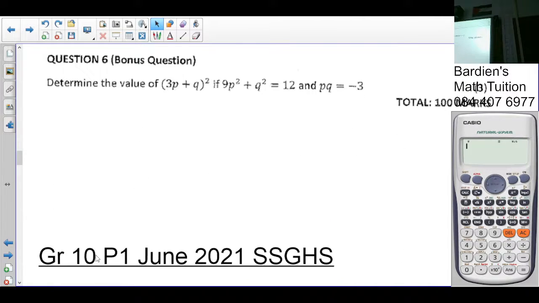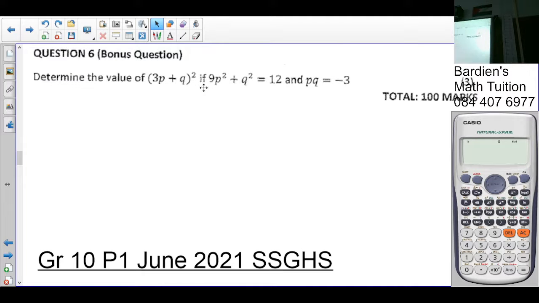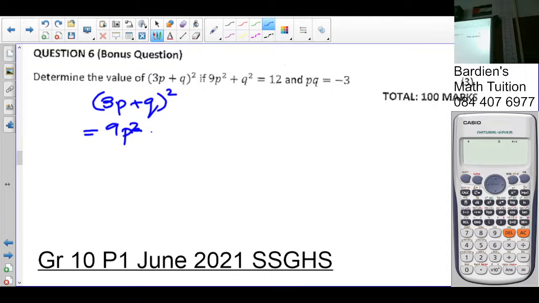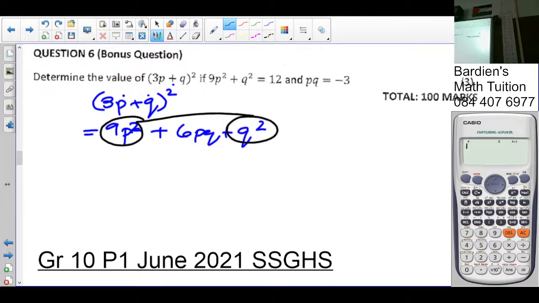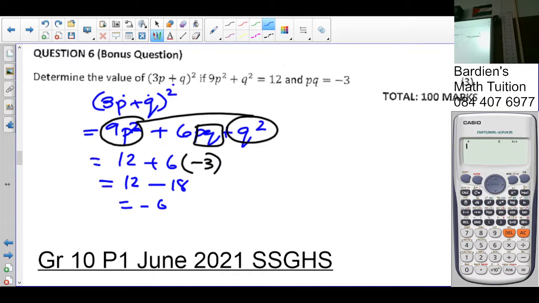Okay, so in the bonus question 6 we are told to determine the value of (3p plus q) squared if p squared plus q squared is 12 and pq is negative 3. So what we do first is, this is a binomial square. So I square that out, it's going to give me 9p squared plus that times 2, it will be 6pq, plus the last term squared, which is q squared. But we were told that 9p squared plus q squared is 12. So it's 12 plus 6 times pq, and pq is negative 3. So it's 12 minus 18, which is negative 6. Okay, that's a fairly simple question.